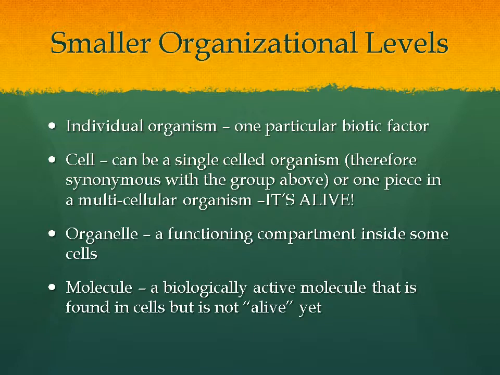once again, going down from largest to smallest, we've got individual organism. So this is one particular biotic factor. Now, an individual organism can be a single-celled organism, but most often at this level we're talking about multicellular organisms. So you, your dog, your cat, your plant, okay, those kinds of things are individual organisms. Cells, which can be considered an organism, or it can be a piece of a multicellular organism.